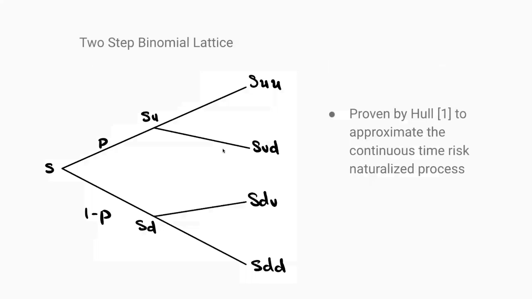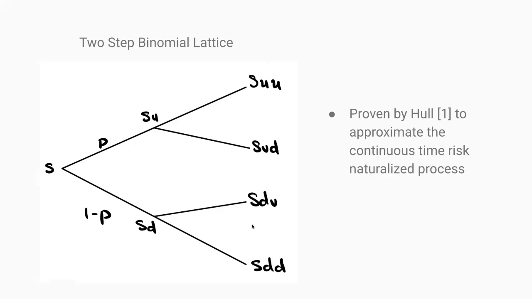Now we apply this technique to a multi-step binary tree. So here we can see that there are 4 possible stock prices after some time T. And over the 2 sub-intervals we have here, the asset price is assumed to either move from S to SU, where it goes up, or S to SD, where it goes down. And the probability that this happens is P and 1 minus P.